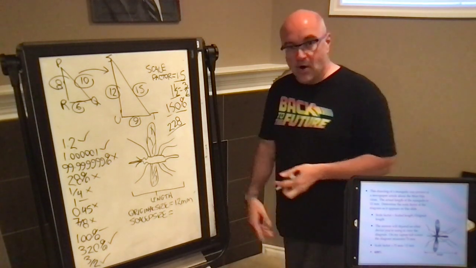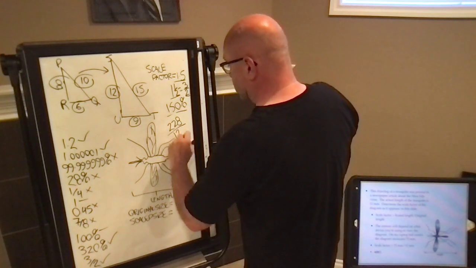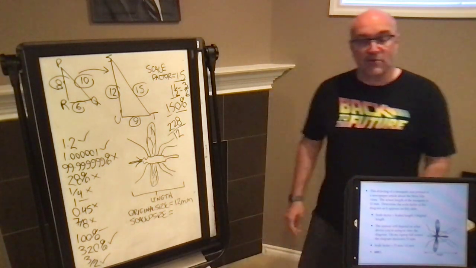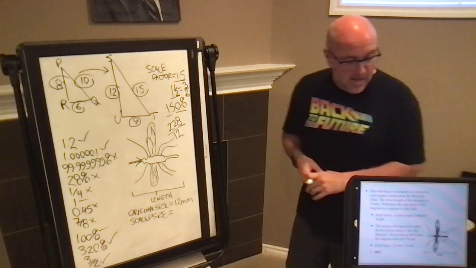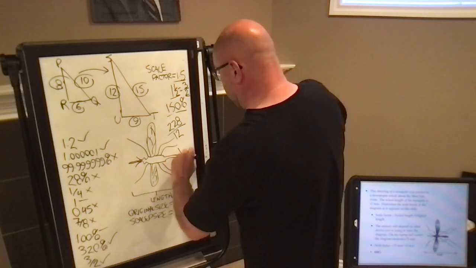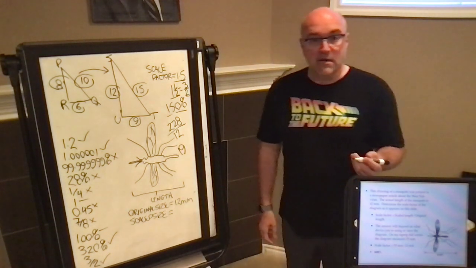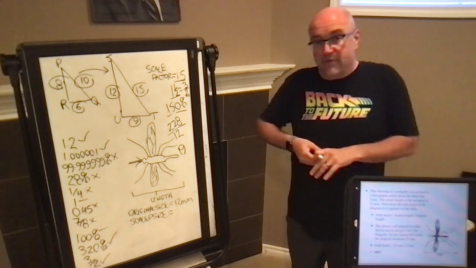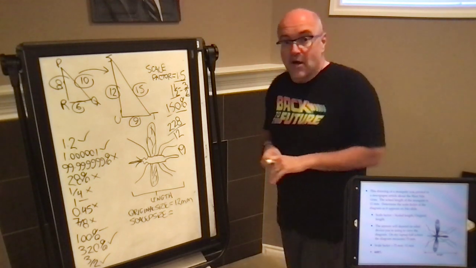The original mosquito is 12 millimeters, so that's going to be my original size. So to get my scale factor, it's going to be 228 divided by 12. And that's going to give me a scale factor of 19. So 19, and it's actually an integer. It's not even rounded up. It's actually 19 on the dot.